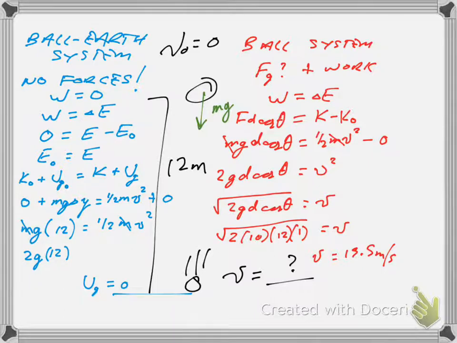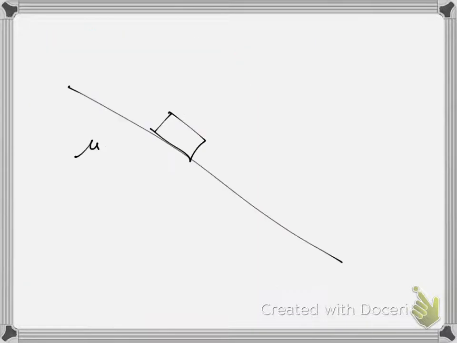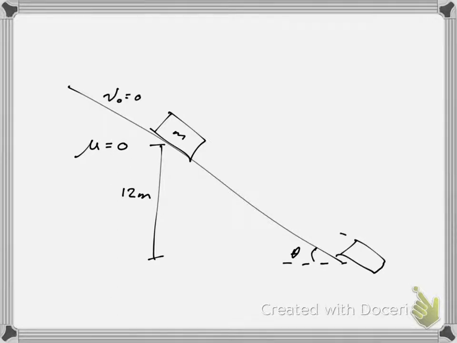And so mg12 on the left side of the equation is going to equal 1/2 mv squared on the right side of the equation, where v is the final velocity right before it hits the ground. So substituting, I get 2g times 12 equals v squared. And that shows you that I get the same answer that I got before, which is a final speed of 15.5 meters per second.